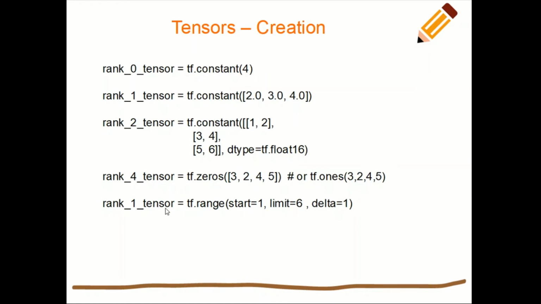We can also get a tensor using the range. So we can give a starting value, a limit value, and a delta. That means, say for example, if you are going from 1 to 6, it will start with 1 and then it will go to 3 and things like that. It will skip by 1 if the delta is 1, or if the delta is 2, it will skip by 2 and things like that. Okay, so these are the different ways we can create the tensors.